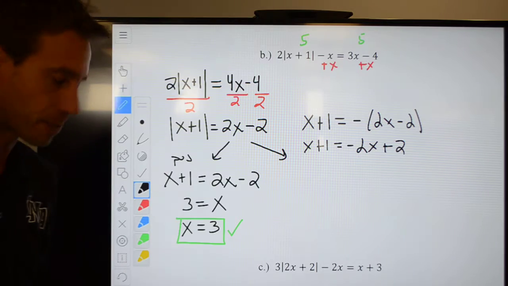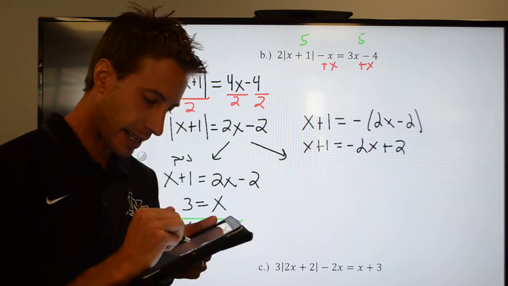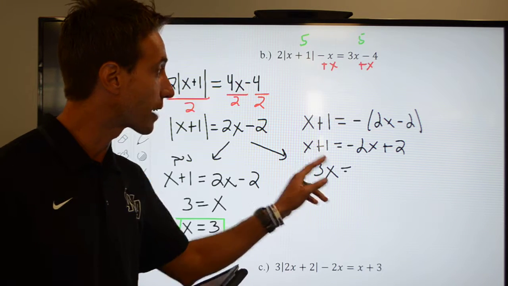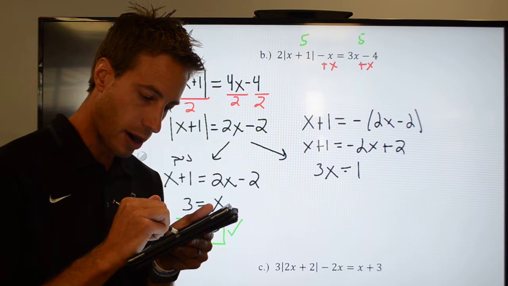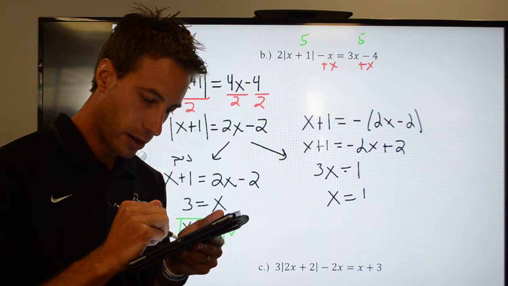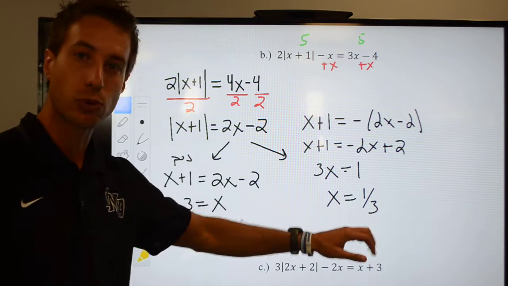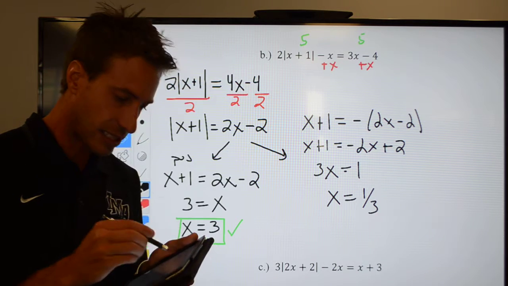Once again, I'm going to keep things positive if I can. I'm going to add the 2x to this side. That gets me 3x. I'm going to subtract the 1 to this side. That leaves me with a positive 1, and x is going to be equal to 1/3. All right, here we go. I got my answer, x equals 1/3. Let's go ahead, plug that in, do a little mental math, and see what happens.